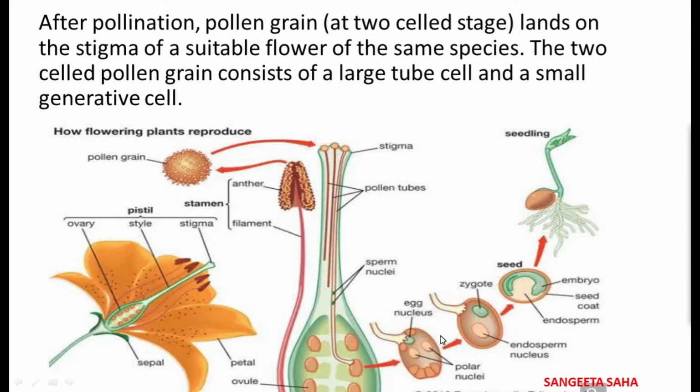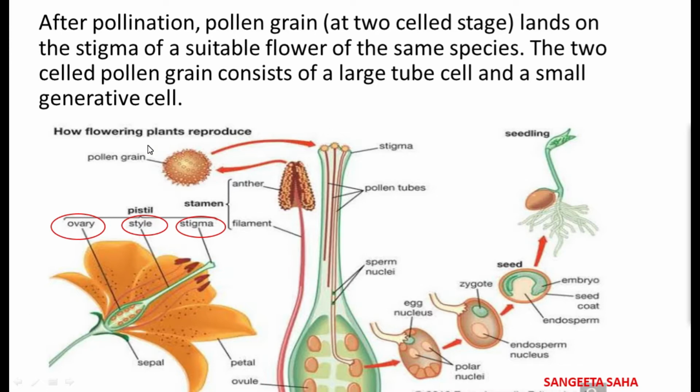Now pollination is basically the beginning, or rather we can say the first step of pollen pistil interaction. Now this pistil is the female reproductive part which consists of ovary, style and stigma. And the pollen pistil interaction basically begins with pollination and it is followed by the pollen adhesion to the stigma.